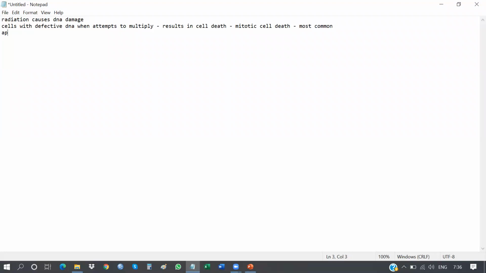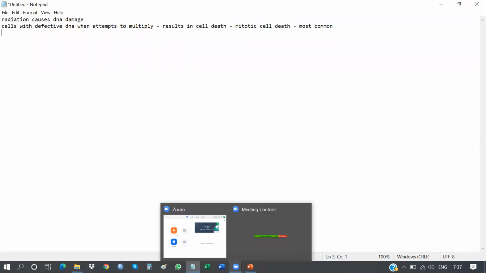There is another form of cell death, apoptotic cell death. I will discuss that later. But remember, mitotic cell death is most common, and radiation usually causes this type of cell death. So all those cells which are known for multiplying are more sensitive to radiation. Correct. The explanation was to show why differentiated cells are less sensitive.